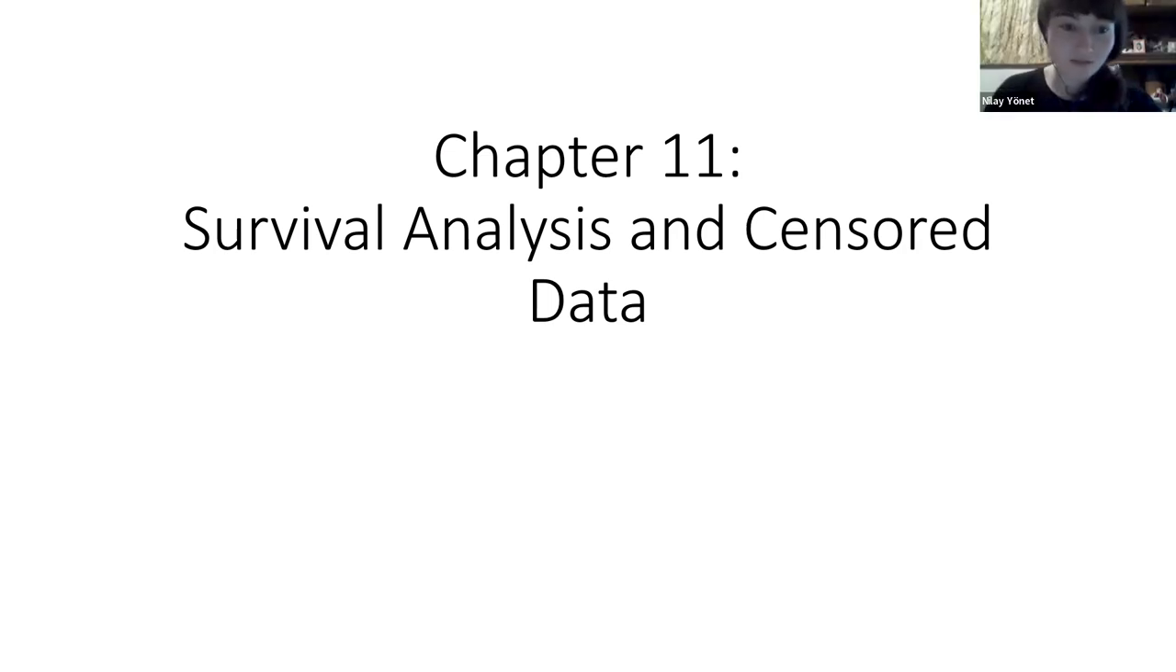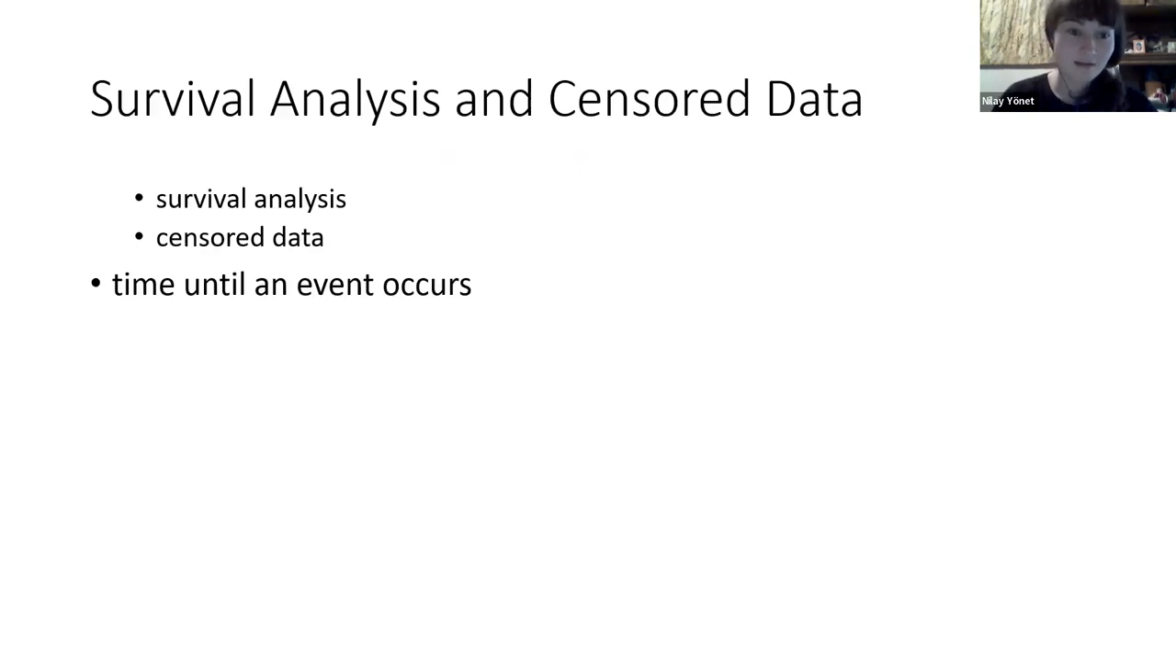So today we will start chapter 11, survival analysis and censored data. It is about survival analysis and censored data, but how? The thing is about time, like when the event occurs and which one we should take into the analysis or which one we should censor, and it goes like that.